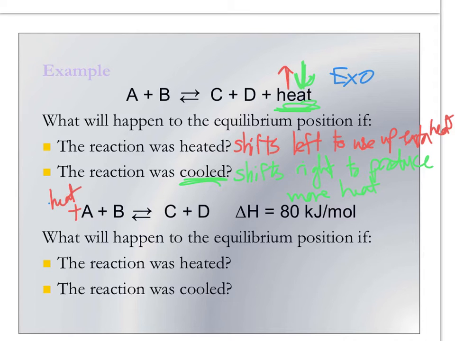Because in an endothermic process, heat is absorbed. It's added in with the reactants to produce the products, right? So this time, let's say that I heat up my reaction. That means that I'm adding extra heat, right? Well, I don't want that extra heat. You're disturbing it. It was already at equilibrium, and I have too much heat by heating it. So what do I do to get rid of that heat? I make it shift to the right to use up the heat.